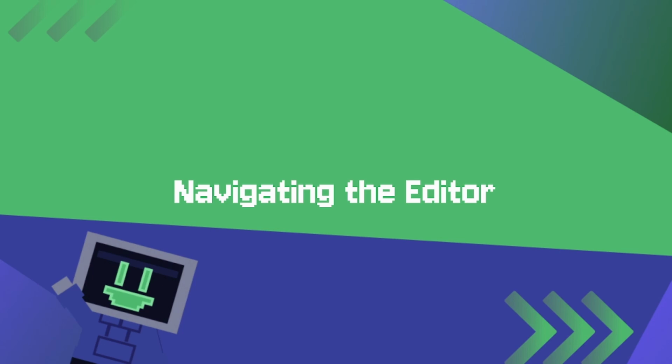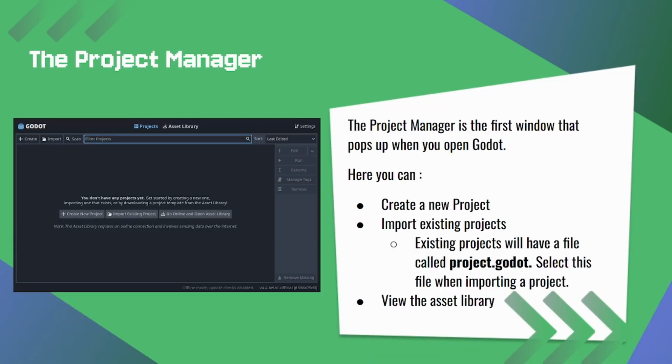Alright, first off, let's learn how to navigate the editor. So when navigating, the first thing you would see when opening Godot is the project manager. So here you can create a new project, import existing projects, which will have a file called project.godot. If you haven't made a game yet, you don't need to worry about this, but it's good to know. And you can also view the asset library from here. We'll get into what that is in a little bit.